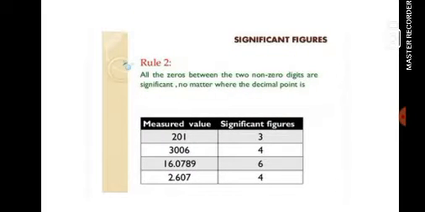Rule 2. All the zeros between two non-zero digits are also significant, no matter where the decimal point is. It doesn't matter where the decimal is, if there are one or more zeros placed between non-zero numbers, they are all considered significant. For example, 2.607 has a zero in between, but all four digits are significant. 3006 has two zeros in between and all four digits are significant.